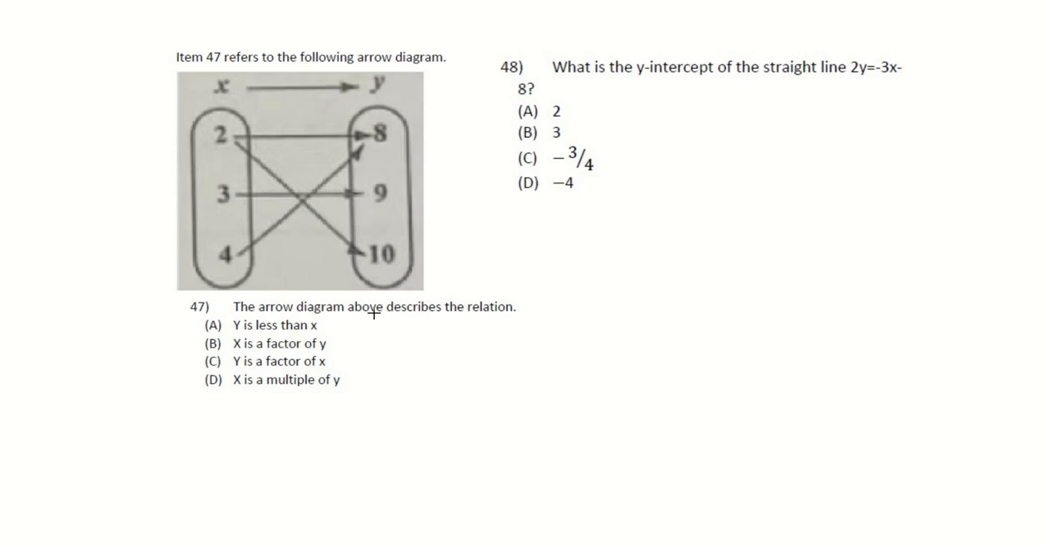The arrow diagram represents the relation. So we're going from 2 to 8, 2 to 10, 3 to 9 and then 4 to 8. Y is less than x. Is y less than x? No. X is a factor of y. Is 2 a factor of 10? Yes. Is 2 a factor of 8? Yes. Is 4? Right. So this could be it.